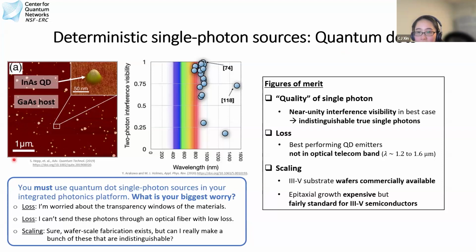Here we go. Here are the results. So it seems like folks were most concerned about the scaling. I think folks were a little skeptical about whether these can be made indistinguishable, despite my alleged claim that you can make these in wafers, so of course it's scalable. And then next, people were concerned about sending these through optical fibers, and then only 4 of you were concerned about the transparency windows of the material.